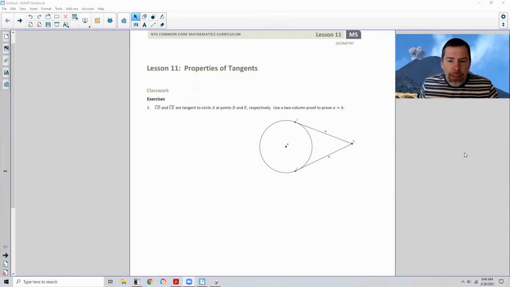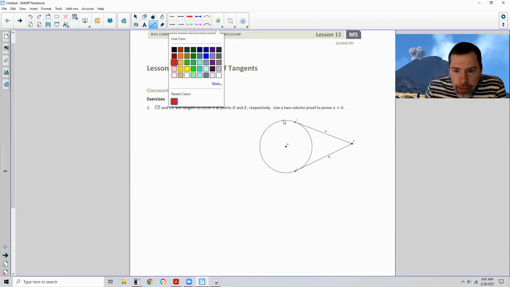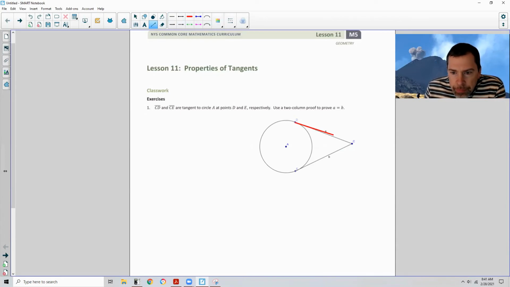Segment CD and segment CE are tangent to circle A at point D and E respectively. Use a 2-column proof to prove that A is equal to B. All right, before I get started though, I want to define what a tangent to a circle means. So the first thing I'm going to do is highlight what we're talking about here. So they're saying that CD and CE are tangent.